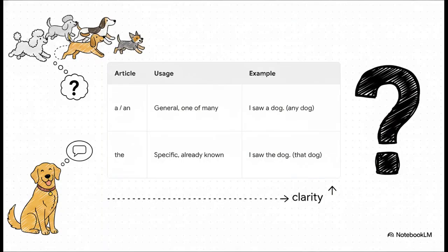And that brings up a really common question I get. When do I use a versus the? Well, it all boils down to whether you're being general or specific. You use a or an when you're talking about any old one of something. If I say, I saw a dog, it just means I saw some random dog on the street. But if I say, I saw the dog, I'm talking about a specific dog that you and I both already know about. It's a tiny word that makes a huge difference in meaning.